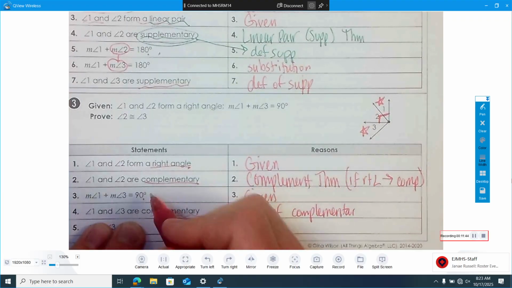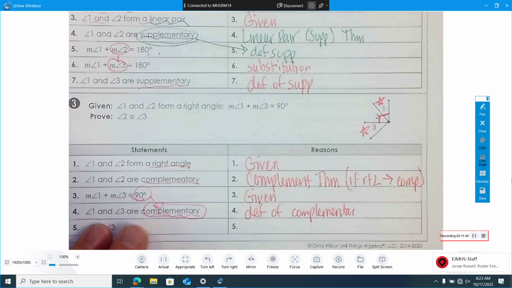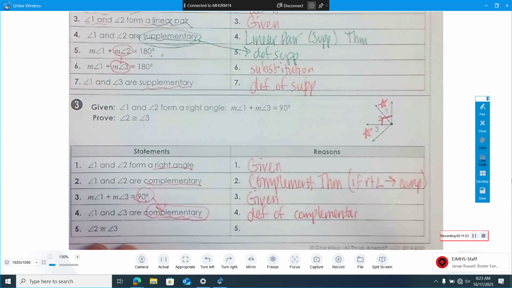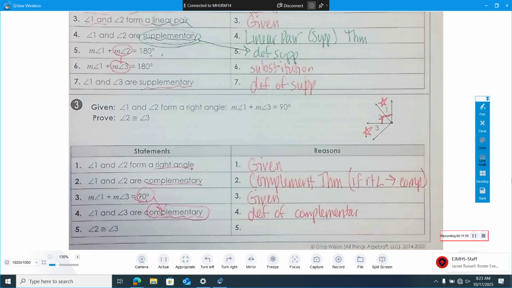Yeah, if two things add to be 90 degrees, then they are complementary. So that makes sense. That's the definition of complementary. Now this one's really interesting. These two statements I'm going to highlight because they're kind of new to us.